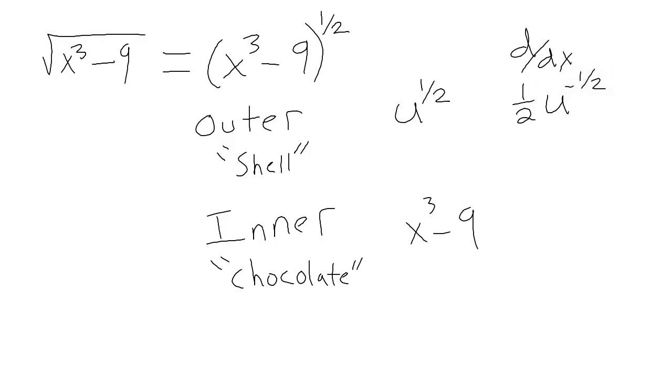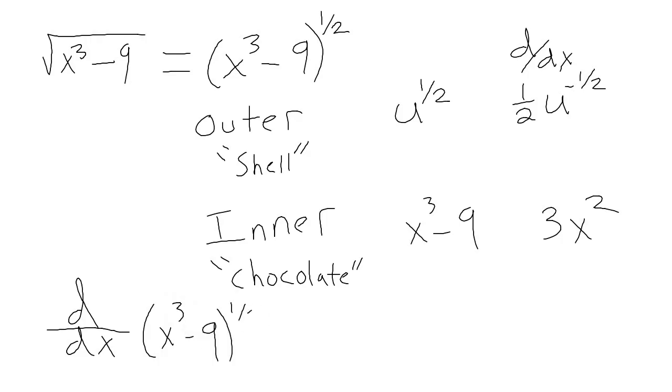It's just our normal power rule. All of our other rules still apply, right? So we're going to be combining our power rules, our E rules, our natural log rules, all of the other rules that we've learned are still there. We're just going to use those now in combination with composite rules. Alright, now what's our derivative of x cubed minus 9? 3x squared. Okay.